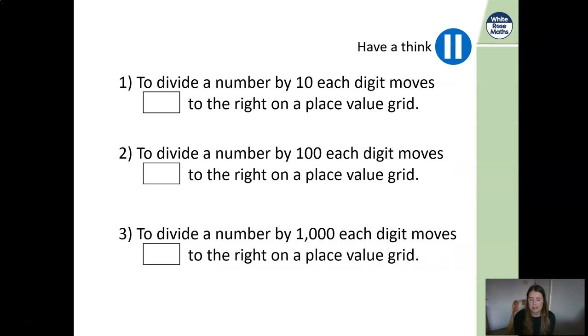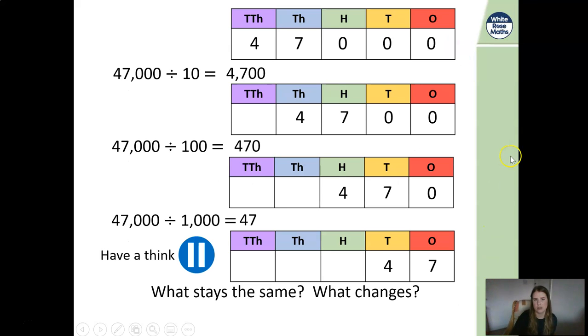So let's have a look at these statements and see if you've spotted a pattern. To divide a number by 10, each digit must move a certain number of places to the right. Now let's go back and look at our place value chart. Here we notice when we divided by 10, all of our digits moved 1 place. When we divided by 100, our digits moved 2 places. When we divided by 1,000, our digits moved 1, 2, 3 places.